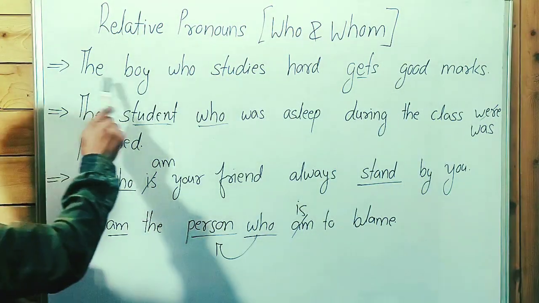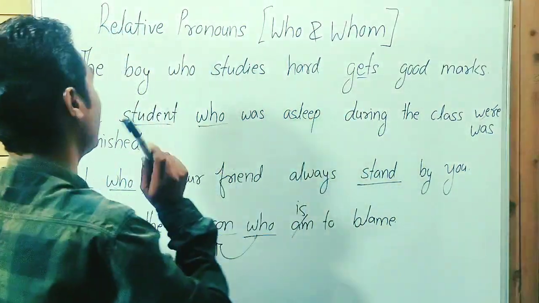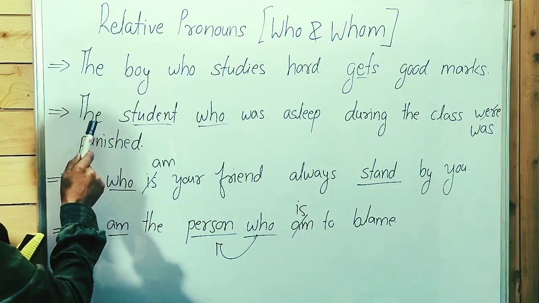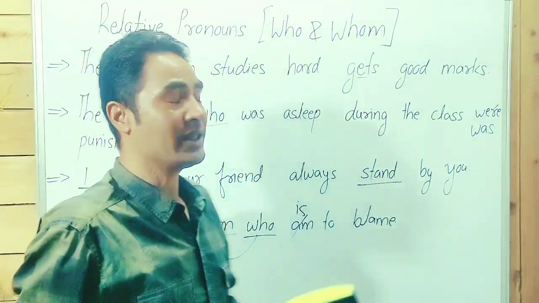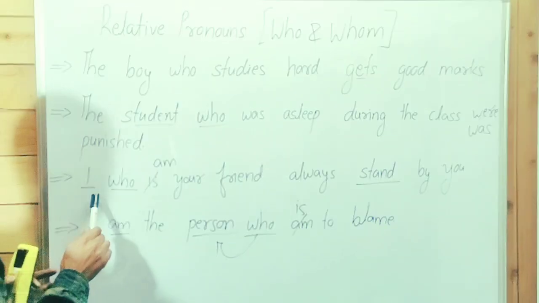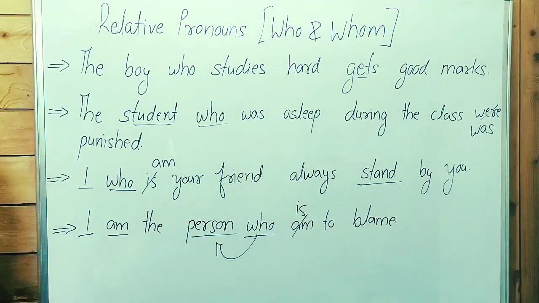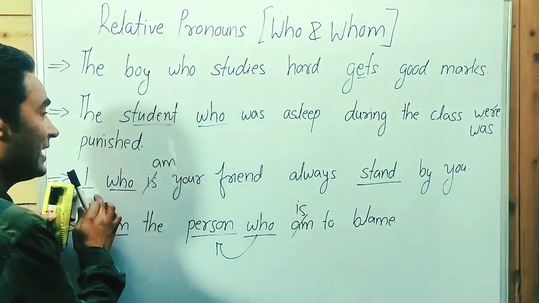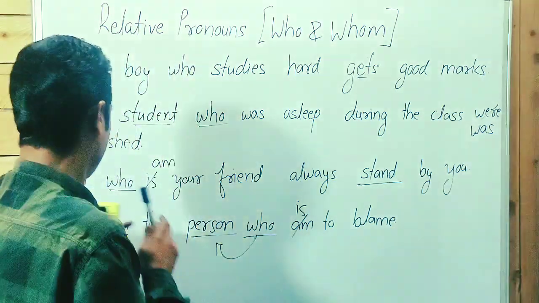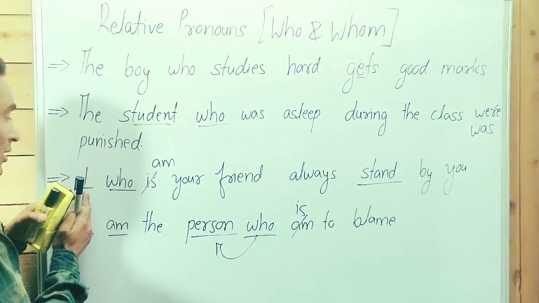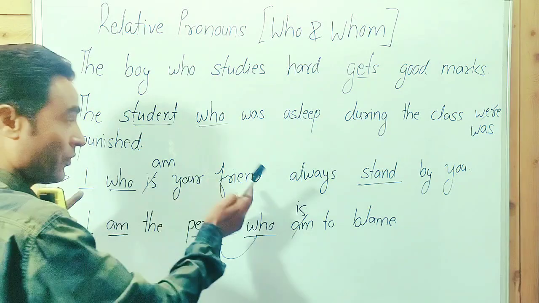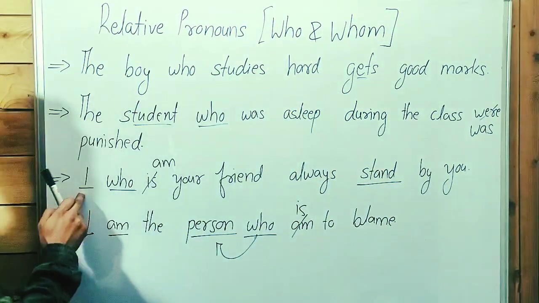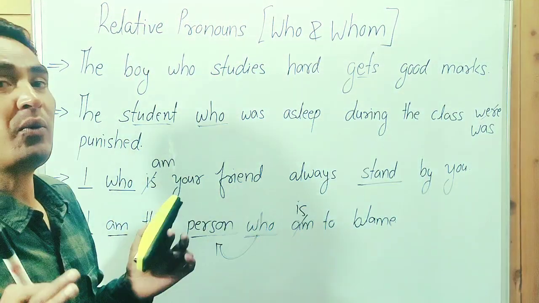I repeat, boy is singular, that's why the verb is singular. The boy who studies hard gets good marks. The student who was asleep during the class was punished, not "were." I who am your friend always stand by you, not "I stands by you." She who is your friend always stands by you. In this case, you can use "stands," but with I we use a plural verb. I takes a plural verb in present tense.